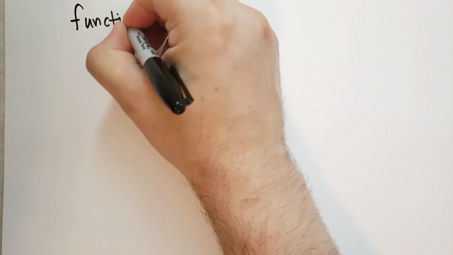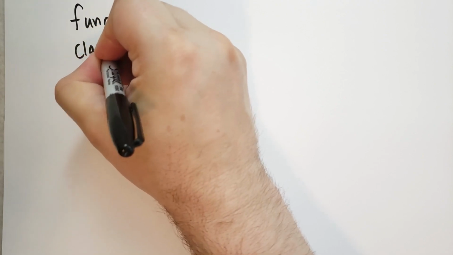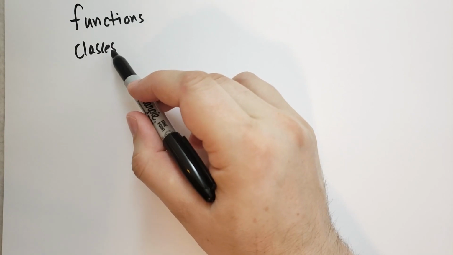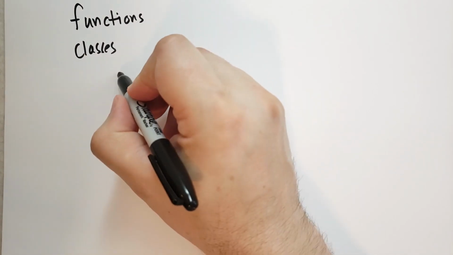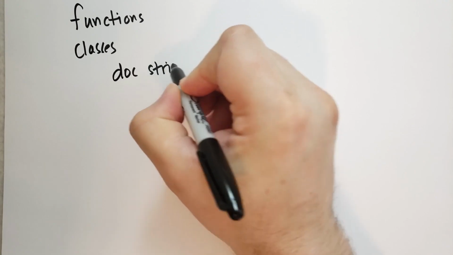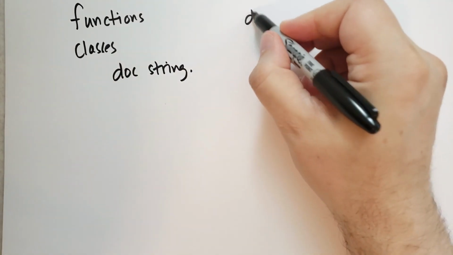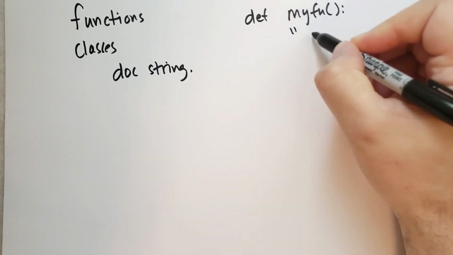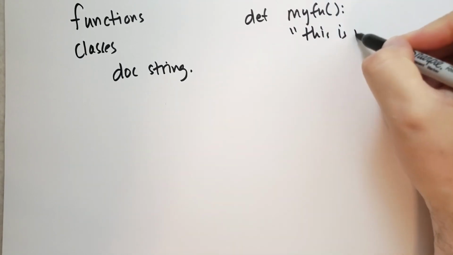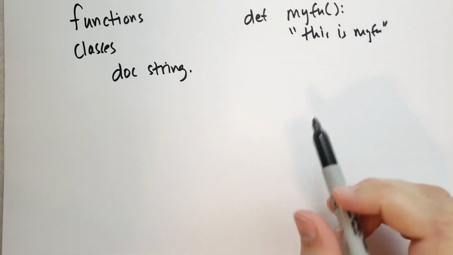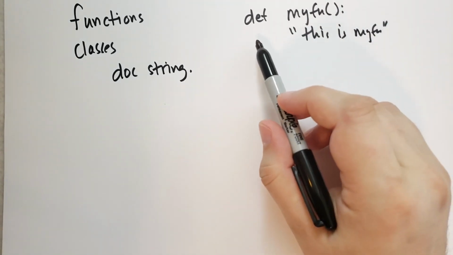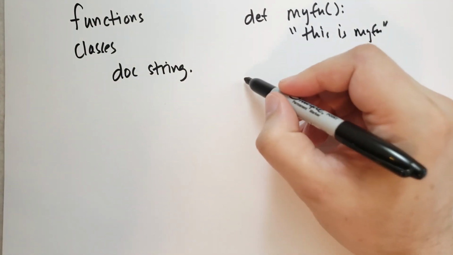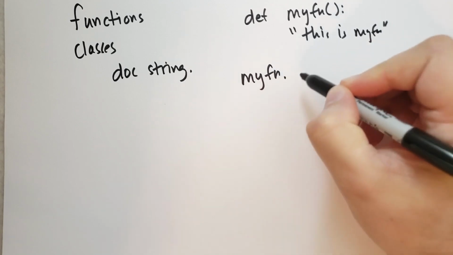In functions and classes, if the first line after the definition of the function or the definition of the class is a string literal, then that's called a docstring. Here's an example. Def myFn. This is myFn. You can access the docstring by using the __doc__ attribute.